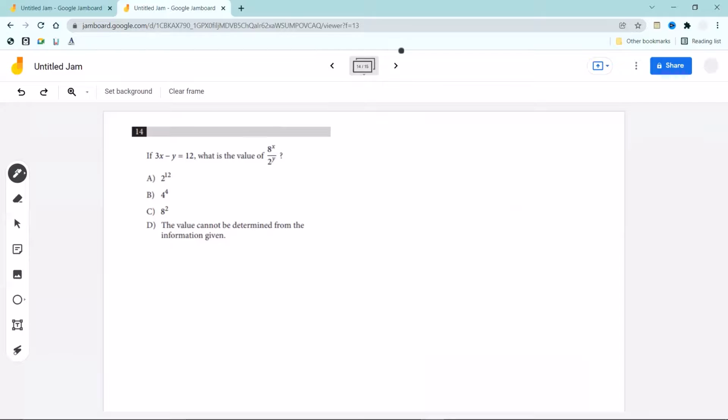So it says, if 3x minus y is equal to 12, then what is the value of 8 to the x divided by 2 to the y, right? So we're given this little piece of information here, and we're given this expression, right? So somehow this is going to relate to this, this 8 to the x over 2 to the y, but let's see why. And so the key is in the laws of exponents, right?